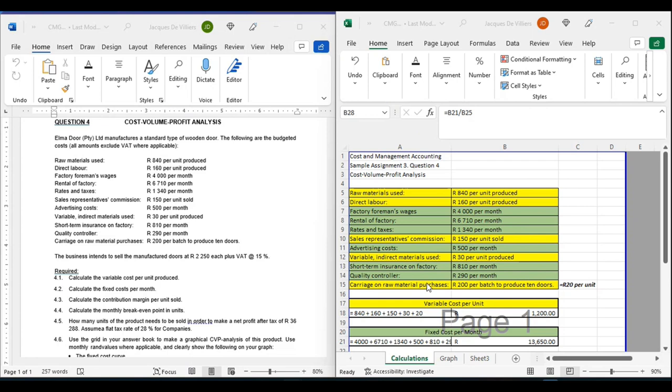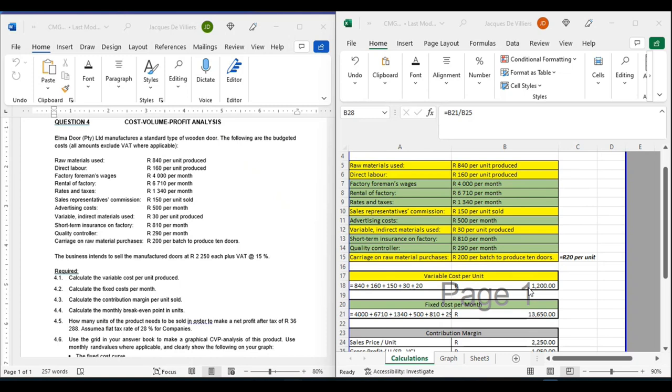The only thing they're trying to catch us out with, maybe not really even catching us out, just a little common sense here. They say to us that the carriage on the raw material purchase is 200 per batch to produce 10 doors. It doesn't help that we have this as per 10 units and everything else per unit. So we must change this to per unit as well. If it's 200 rand per 10 doors, then if we divide it by 10, it's 20 rand for one door. Then we can just add the 20 to that, and we see that our variable cost per unit is 1,200 rand.